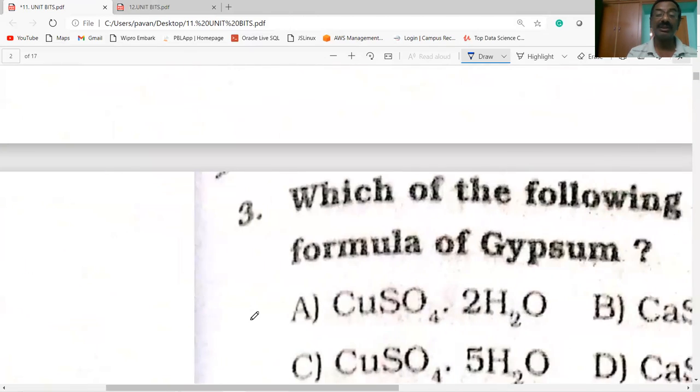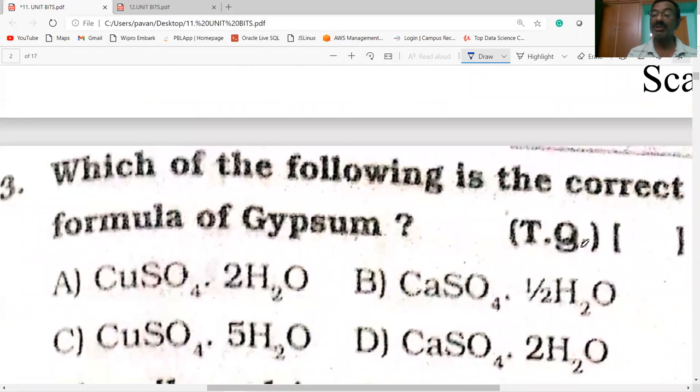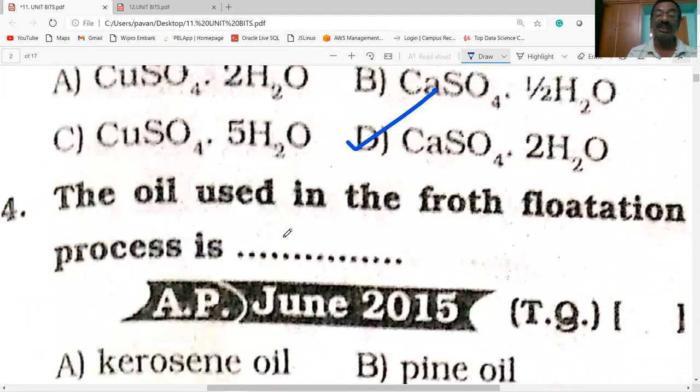Next question on the screen. Which of the following is the correct formula of gypsum? Correct formula of gypsum. Gypsum antane CaSO4 2H2O.